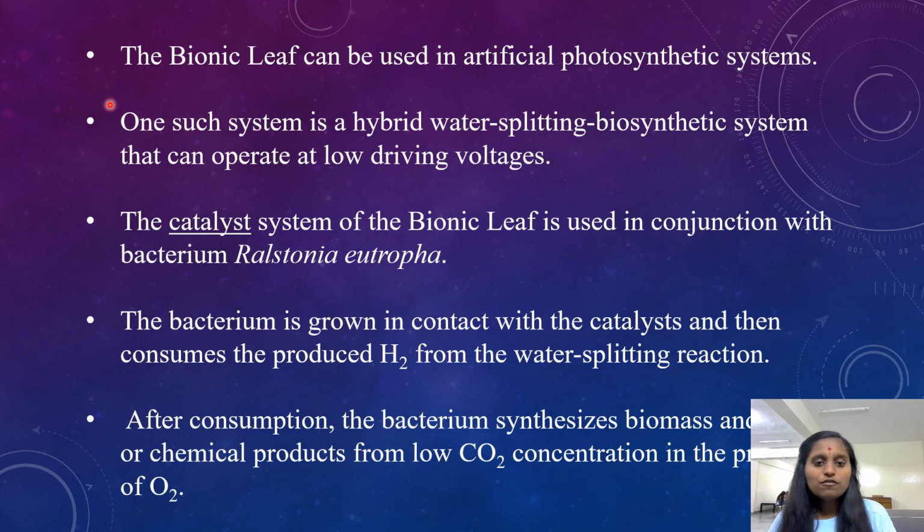The bionic leaf can be used in artificial photosynthetic systems. One such system is a hybrid water-splitting biosynthetic system that can operate at lower driving voltages. The catalyst system of the bionic leaf is used in conjunction with the bacterium called Ralstonia eutropha. The bacterium is grown in contact with the catalyst and then consumes the produced hydrogen from the water-splitting reaction.